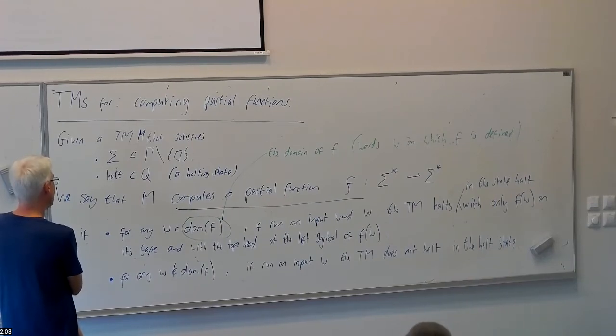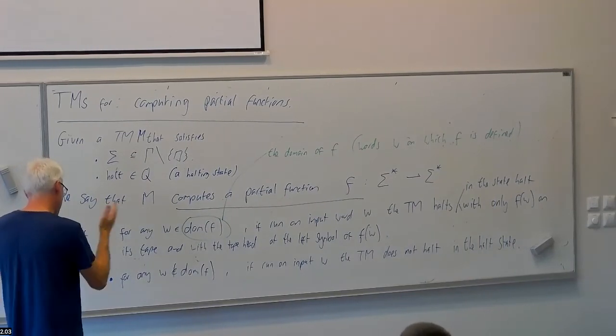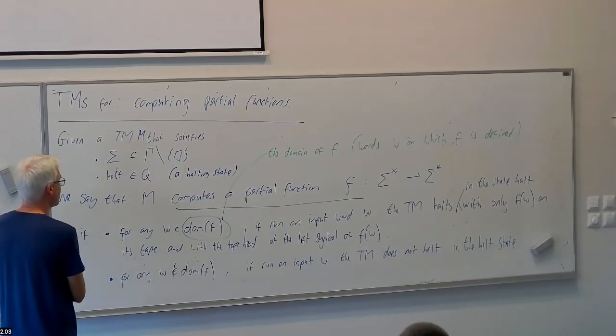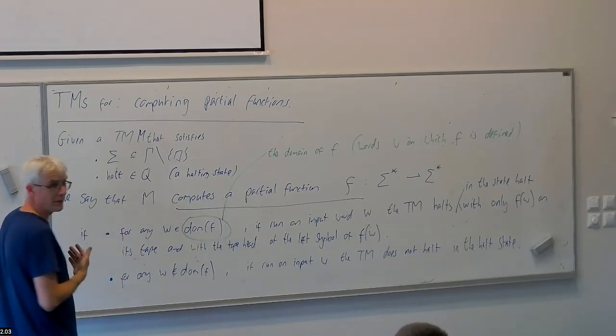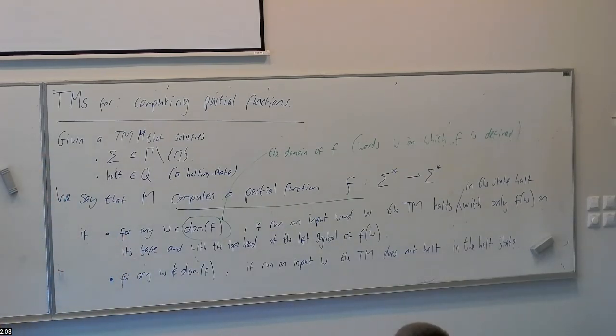Okay. So hopefully you can see the use of computing partial functions, and I think that's enough. So for the moment, that's two modes of operation of Turing machines: accepting languages, so recognizing languages, either semi-deciding or deciding them, and computing partial functions.